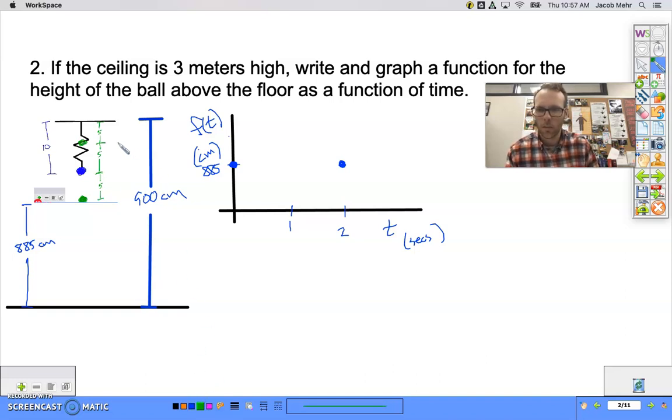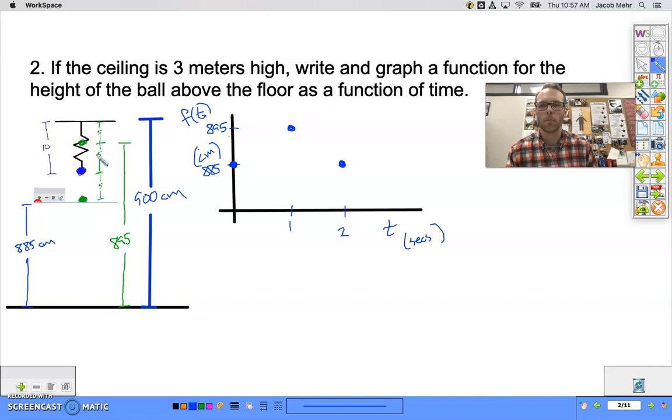Okay. Well, from there all the way down to the floor is just 5 centimeters short of the height of the ceiling, so this is 895. Try to squeeze that in here. My spacing wasn't very good. So at 1 second, it's all the way there.